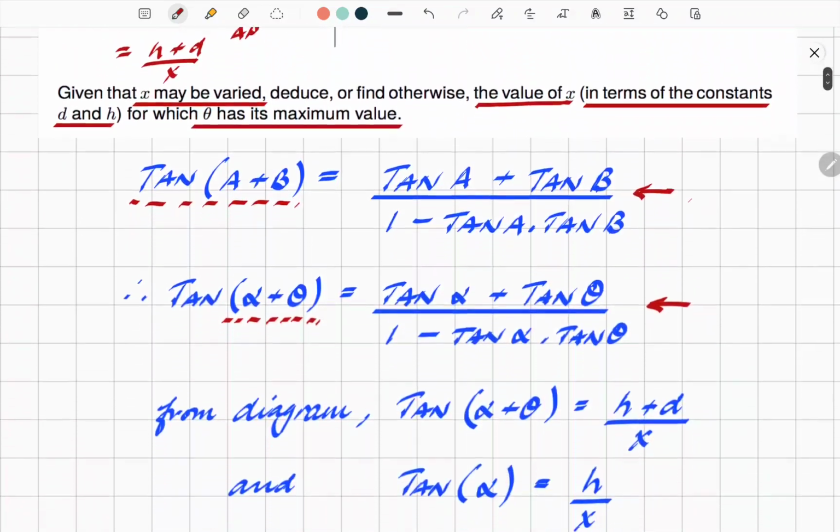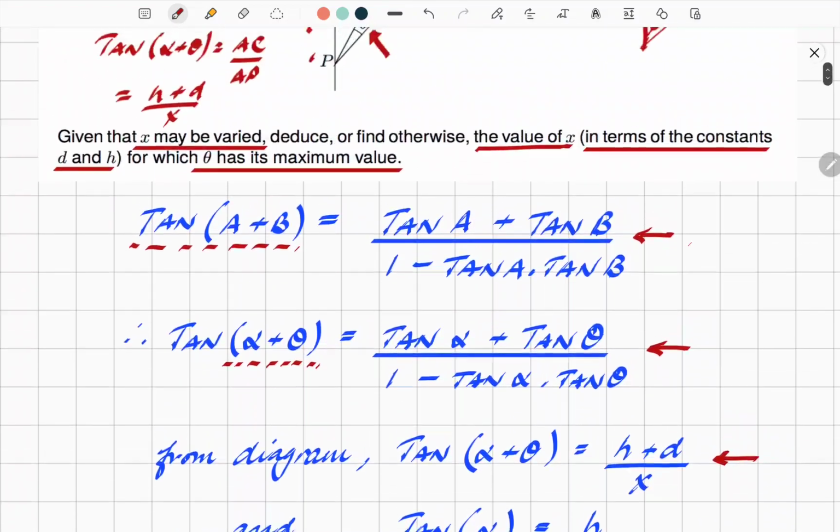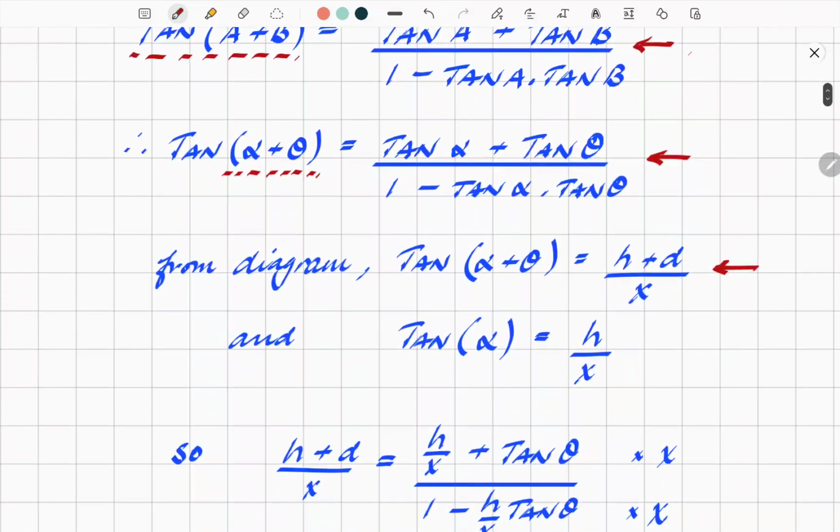So that's what we're using. Tan of alpha plus theta is h plus d divided by x. And tan alpha, verified very quickly, is h divided by x. Tan alpha is h over x. So that is verified there.